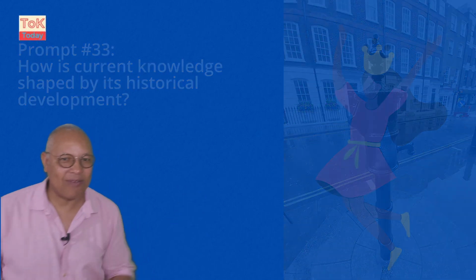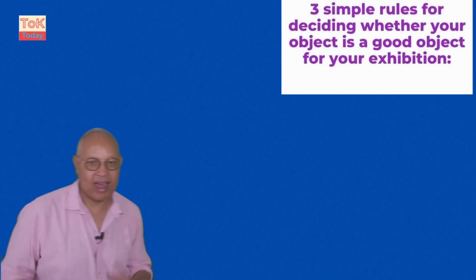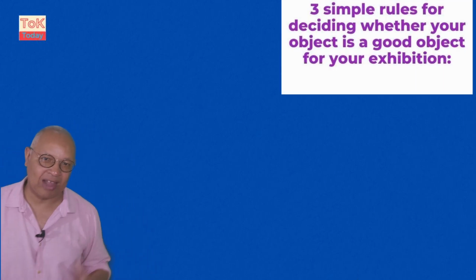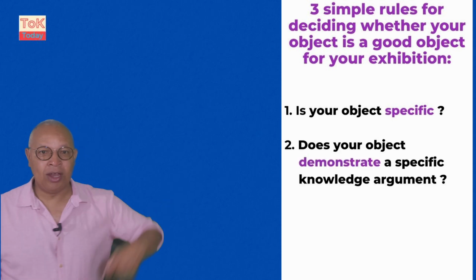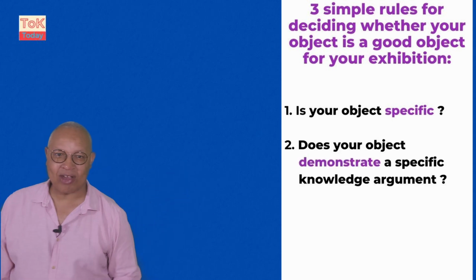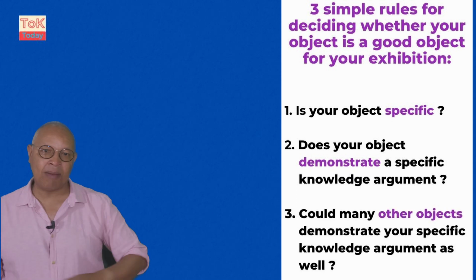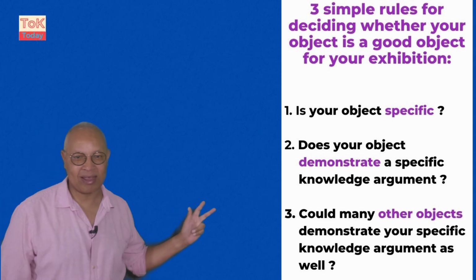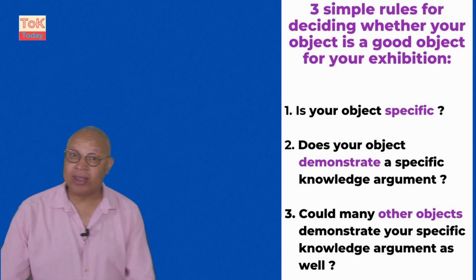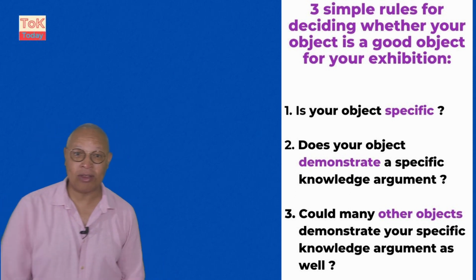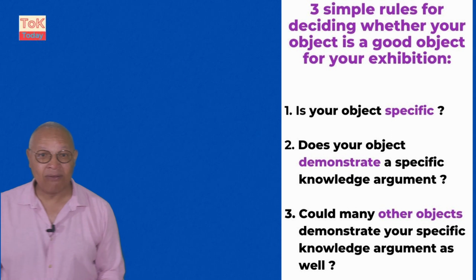So, there we have it. 3 simple rules for deciding whether your object is a good object for your exhibition. Number 1, is your object specific? Number 2, does your object demonstrate a specific knowledge argument? And number 3, could many other objects demonstrate your specific knowledge argument just as well? Follow these rules and you should have some good, possibly very good objects for your exhibition.